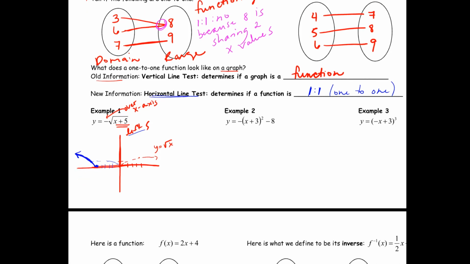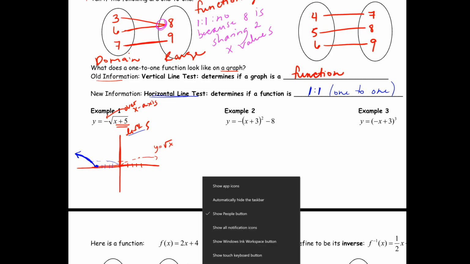Now I have to ask, is this one-to-one? So you're asking, does it pass a vertical line test and a horizontal line test? Is it a function that would also have an inverse? So first of all, is this a function? Did I do something wrong?